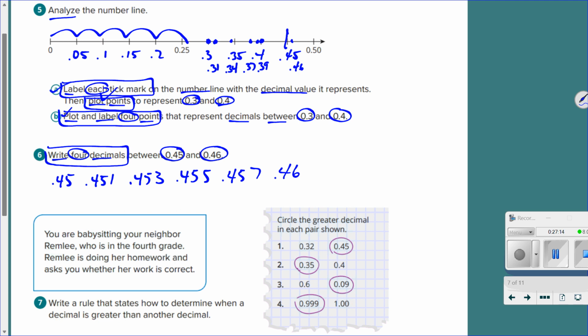Yes. Technically, I could have said 451 and then go 4,512, 4,514. Doesn't matter. I have an infinite number of possibilities between those two. We just asked you for 4 of them. The key is continue to extend your place values. That gets those numbers in between them. Does that make sense? Okay.